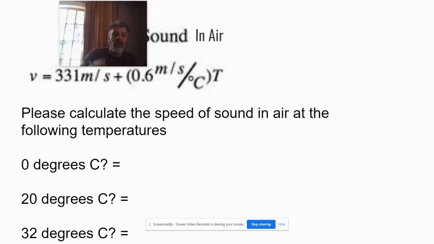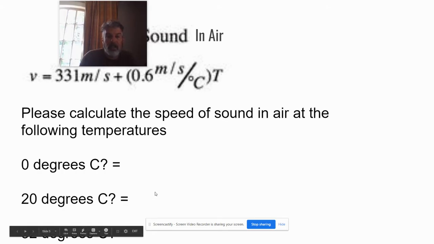So what would it be at 32 degrees Celsius? Well, that would be 32 times 0.6, which is equal to, figure that out yourself. Then you would add that number to 331 and you would get your answer for 32 degrees Celsius.